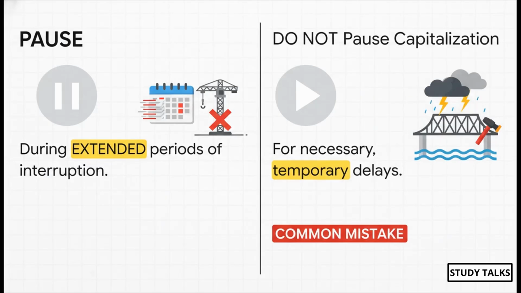Now, what if work stops? Well, you hit the pause button on capitalization, but only if the work is interrupted for an extended period. If you have to stop building for a whole year to wait for a government permit, you suspend capitalization. But, and here's the classic exam twist, if a delay is temporary and just a normal part of the process, you don't suspend. For example, building a bridge during monsoon season and having to stop for a few weeks because of high water levels, that's expected. You keep capitalizing interest during that time. That distinction is so important.